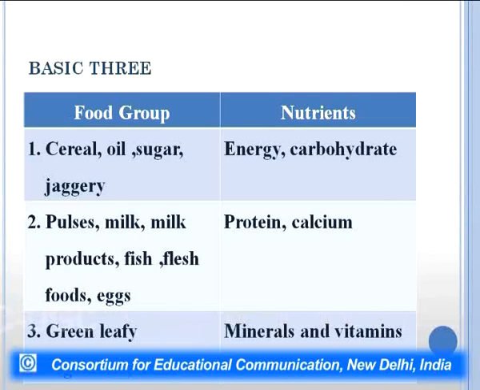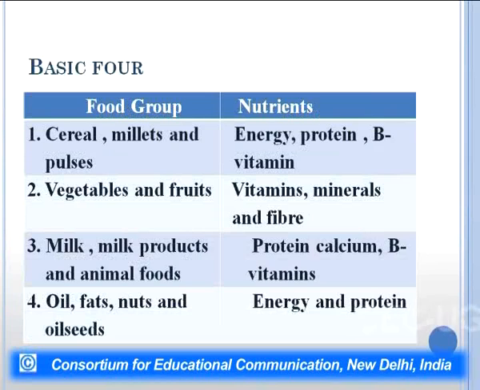If we talk about basic 3 groups, basic 3 groups are cereal, oil, sugar and jaggery. The foods present in the first group basically provide energy and carbohydrate. The second group includes pulses, milk, milk products, fish, flesh foods and eggs, and all these foods provide mainly protein and some amount of calcium also. Then the last one is green leafy vegetables and fruits. You will see that we are not adding the non-green leafy vegetables. These food products provide basically minerals and vitamins. So, this is the basic 3 food grouping.